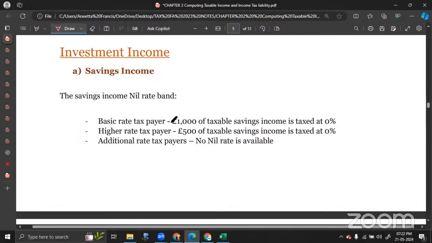Now the next change for students who are doing the receipt is for the savings income nil rate, it is still the same. If you are a basic rate taxpayer, the first 1,000 of your savings income is taxed at 0%. If you are a higher rate taxpayer, the first 500 will be taxed at 0%. And if an additional rate taxpayer, you do not have any nil rate.